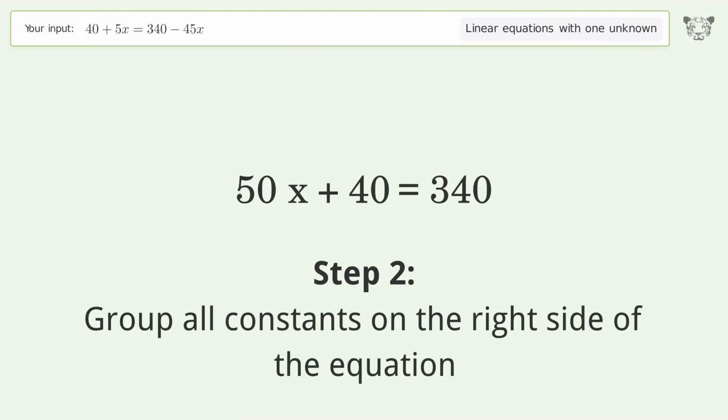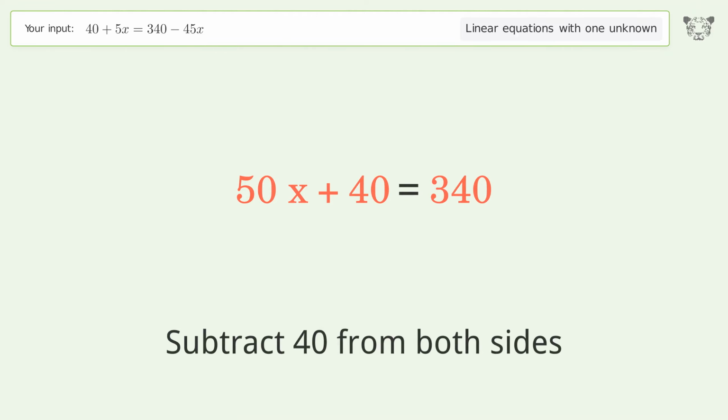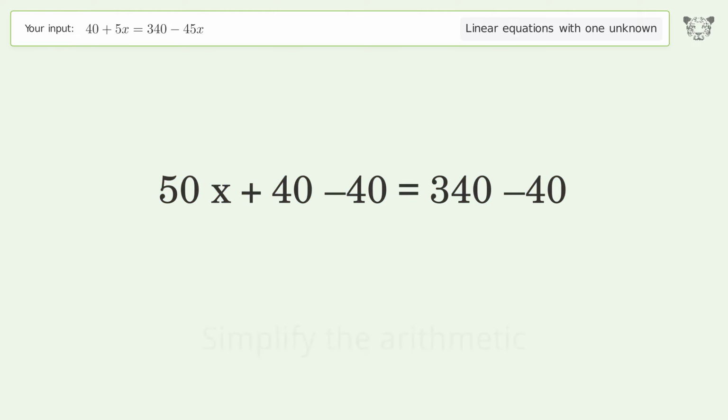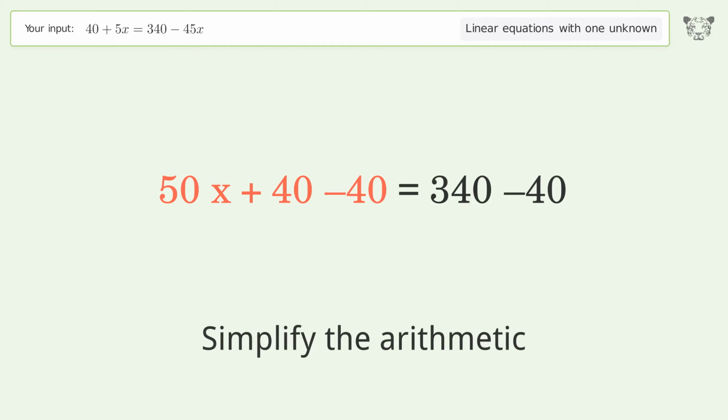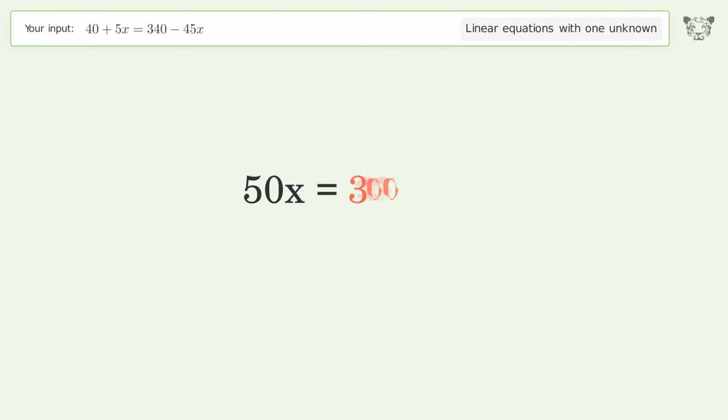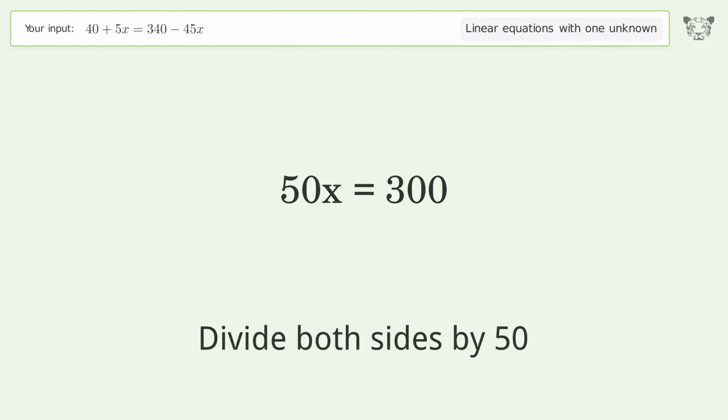Group all constants on the right side of the equation. Subtract 40 from both sides. Simplify the arithmetic. Isolate the x. Divide both sides by 50.